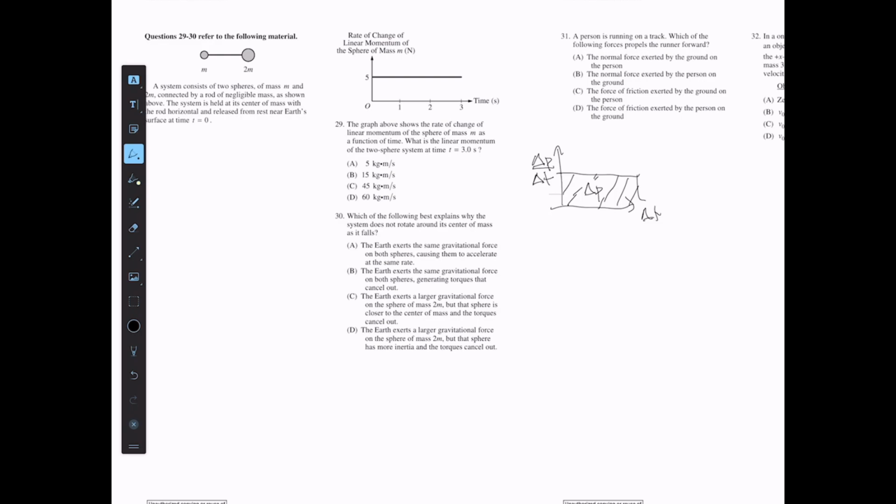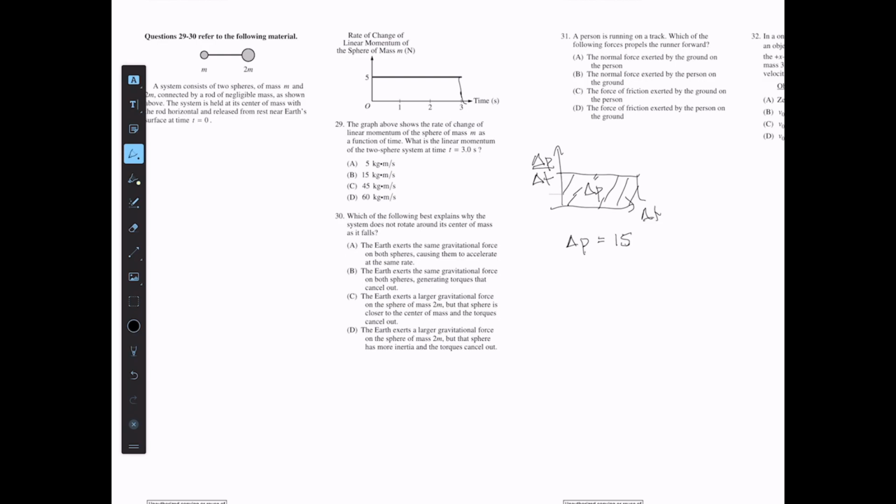And I think all of you guys are in calculus, so it's basically the rate of change, and then you integrate it, and that gives you just the change. So the change in momentum of the sphere of mass m is 5 times 3, which is 15.